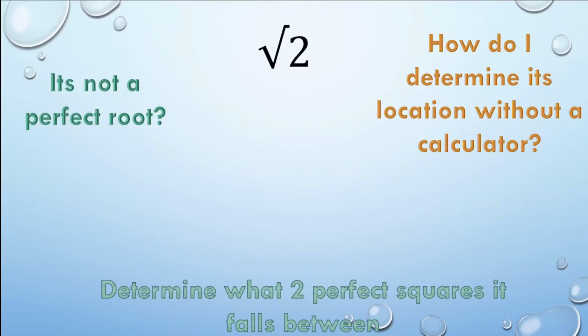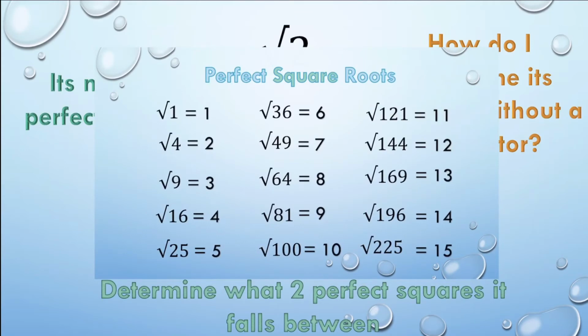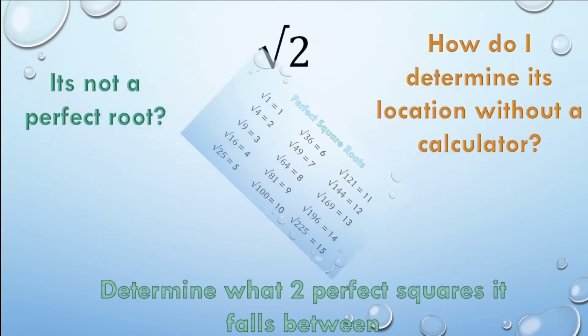We're going to determine what two perfect squares it falls between. Well, how do I know what perfect squares it falls between? You should have your perfect square roots memorized. That's why I said if you can go up to 15, okay? So you got to know the square root of 225 and below. If you have that memorized, that's going to make this process a lot easier, okay?